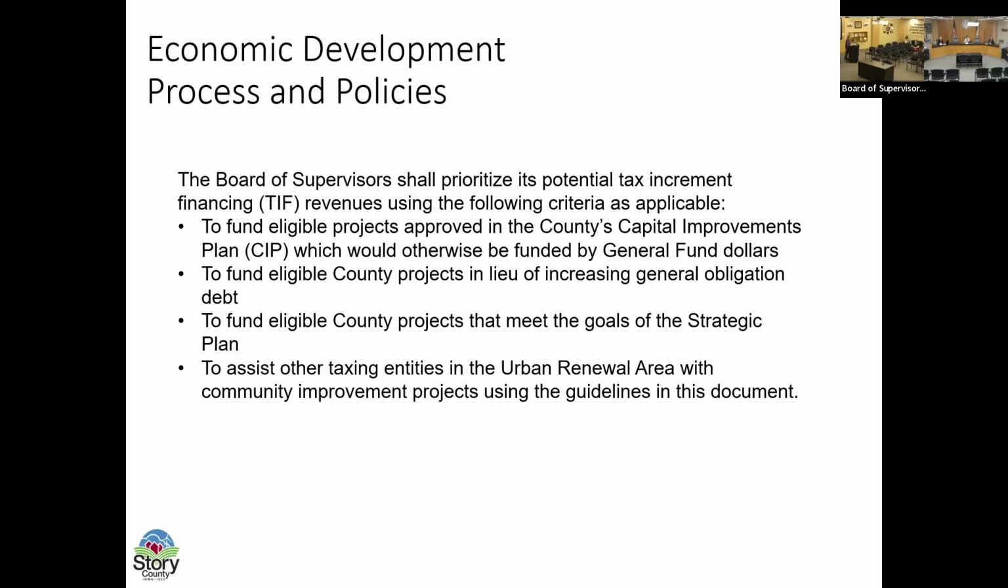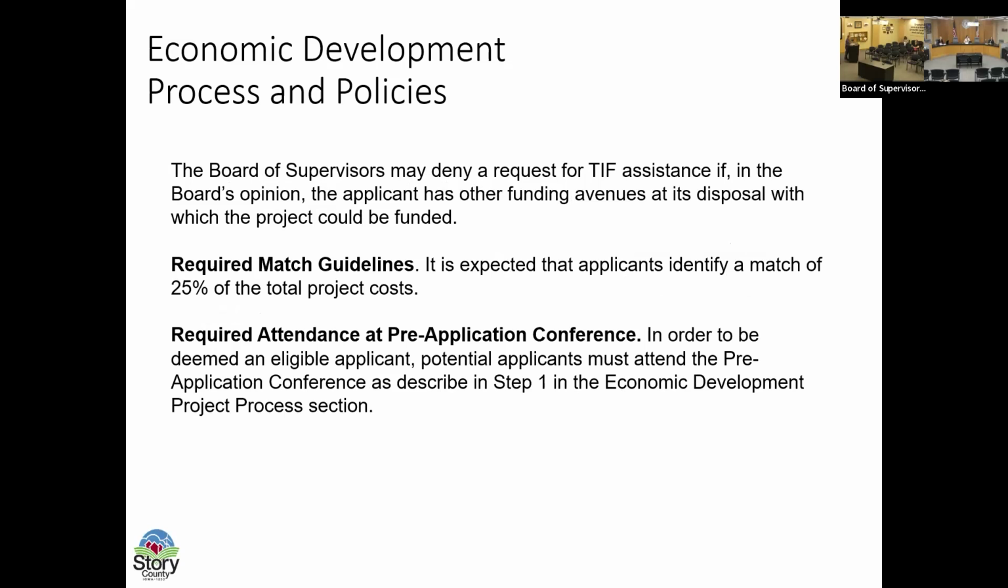And then the last is to assist other taxing entities in the urban renewal area with community improvement projects with certain guidelines in place. And we'll go over those on the next slide. So if the Board of Supervisors think that an entity that submitted an application has other funding available, they could deny their application. And we do require a match for these applications. So it's expected that the applicant have at least 25% match of the total project costs. And then they are also required to attend a pre-application conference that happened earlier this year in this summer.